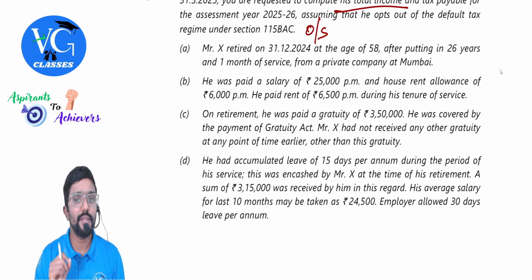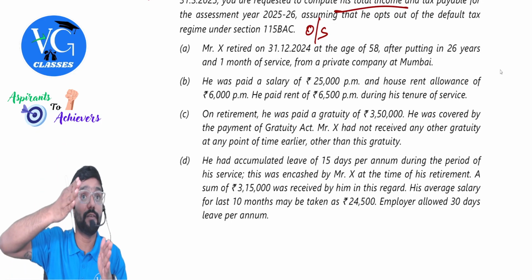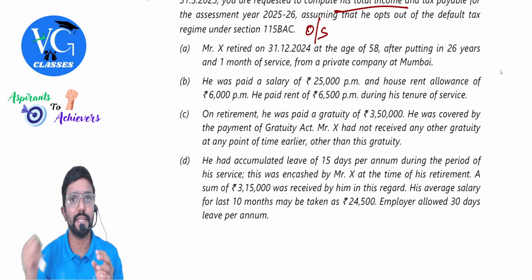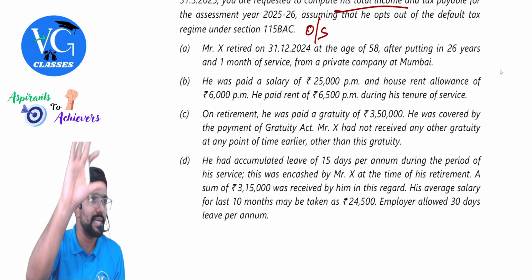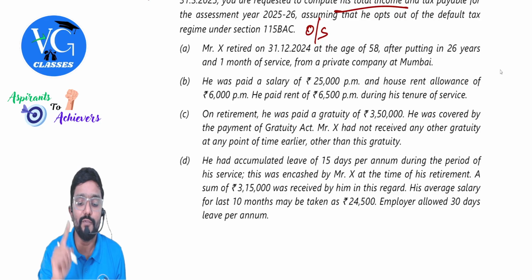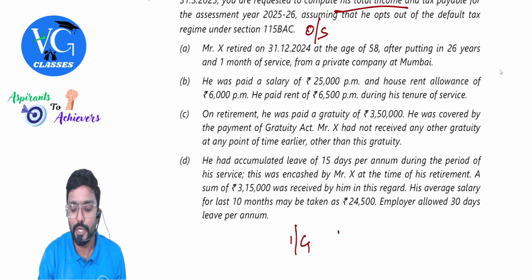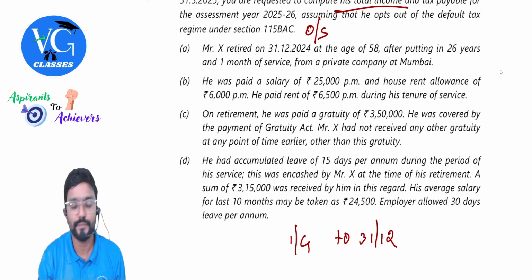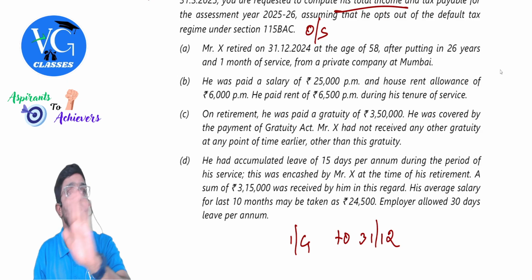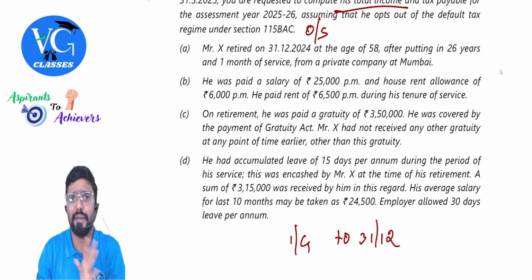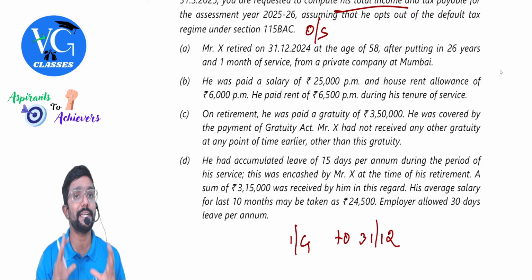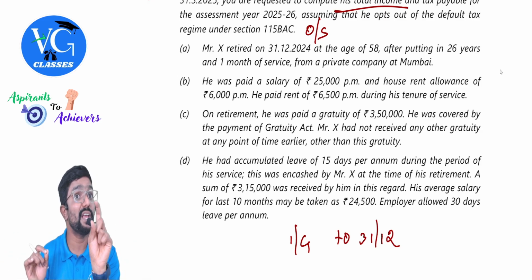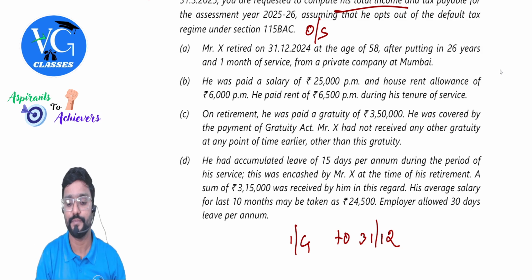Mr. X retired on 31st December 2024. Important. In between our previous year, at the age of 58 years, after putting in 26 years and 1 month of service from a private company at Mumbai. Guys, listen. He retired on 31st December. That means from 1st April to 31st December, he will get salary. Whereas from 1st January, no salary. Maybe if he's getting any pension or something, he might get it, but not salary. Clear? Yes, sir. Please be careful, especially when the retirement is during our previous year. You have to play around with the time period. You have to be careful there.